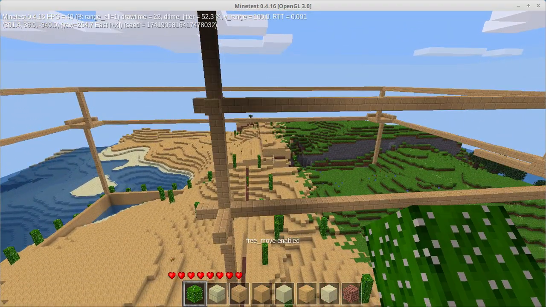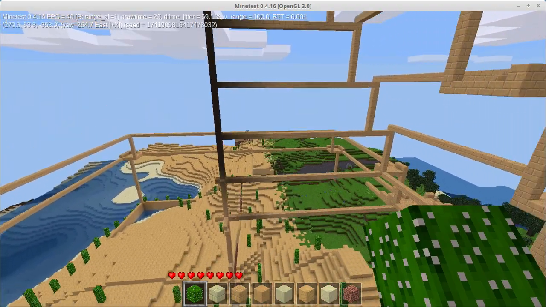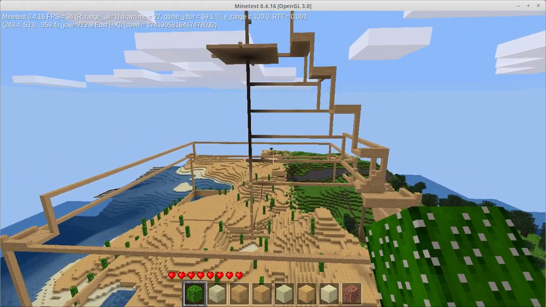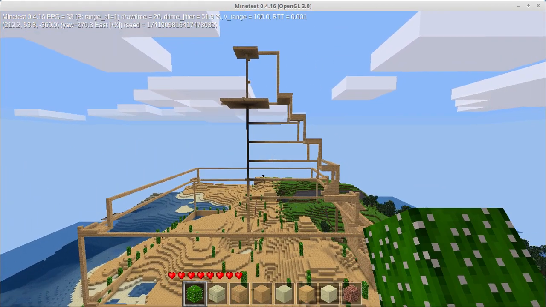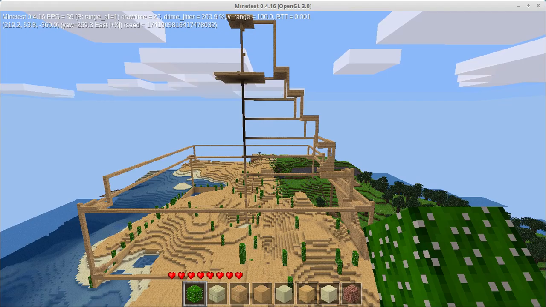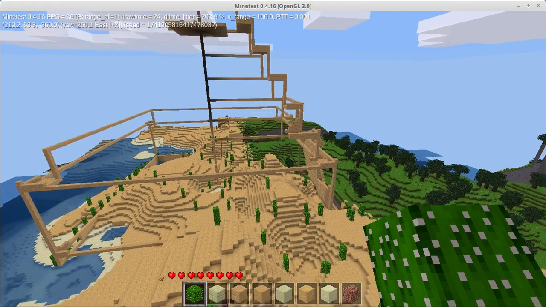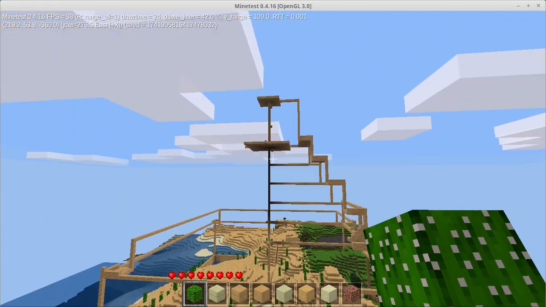Fly mode. That was scary. Alright. Okay, so I've kind of got a wireframe structure. Hopefully you can see how that mirrors the drawing that we're going off of.